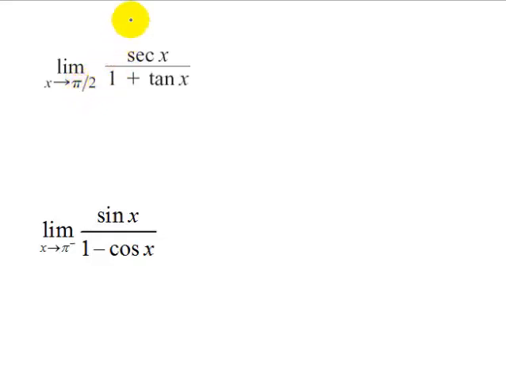Let's see about evaluating this limit. We know secant is 1 over cosine x. The cosine at pi over 2 is 0, so we have 1 over 0, which goes to infinity. In the denominator, we have 1 plus tangent, which is sine over cosine, so we have the same kind of issue: it is going towards infinity as the denominator goes to 0. So we do have an indeterminate form, infinity over infinity.